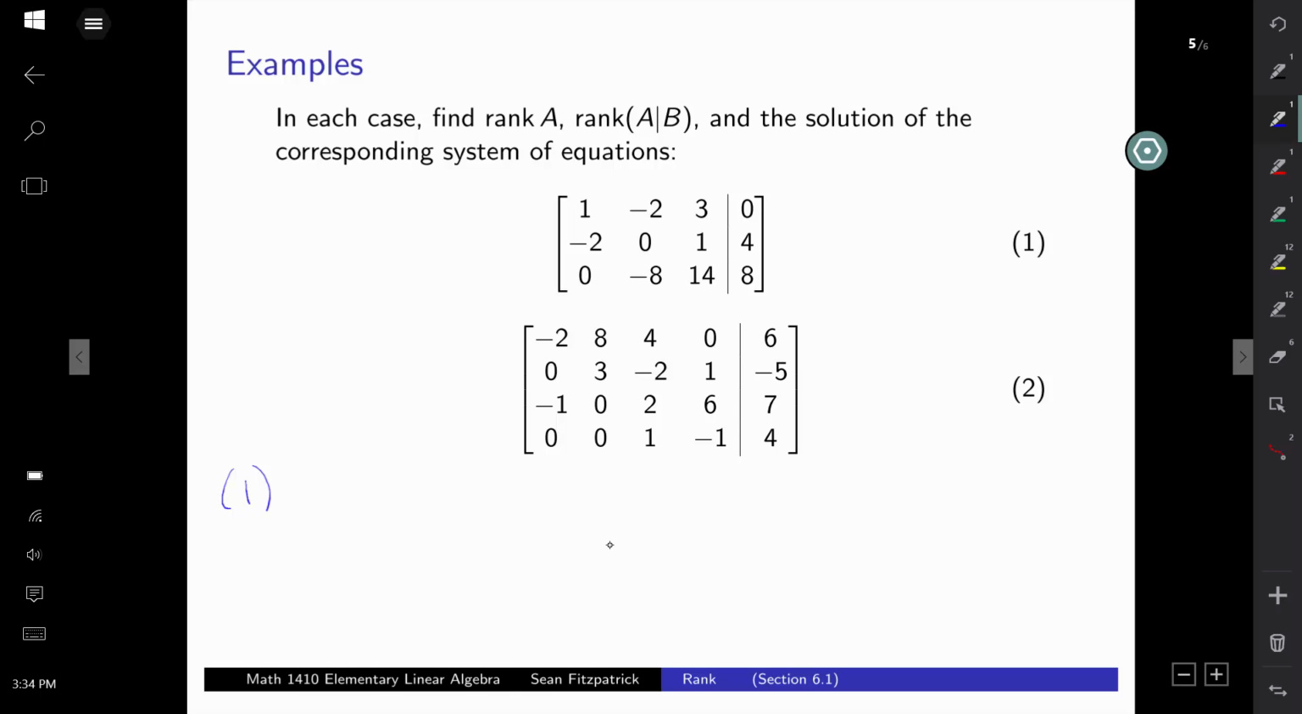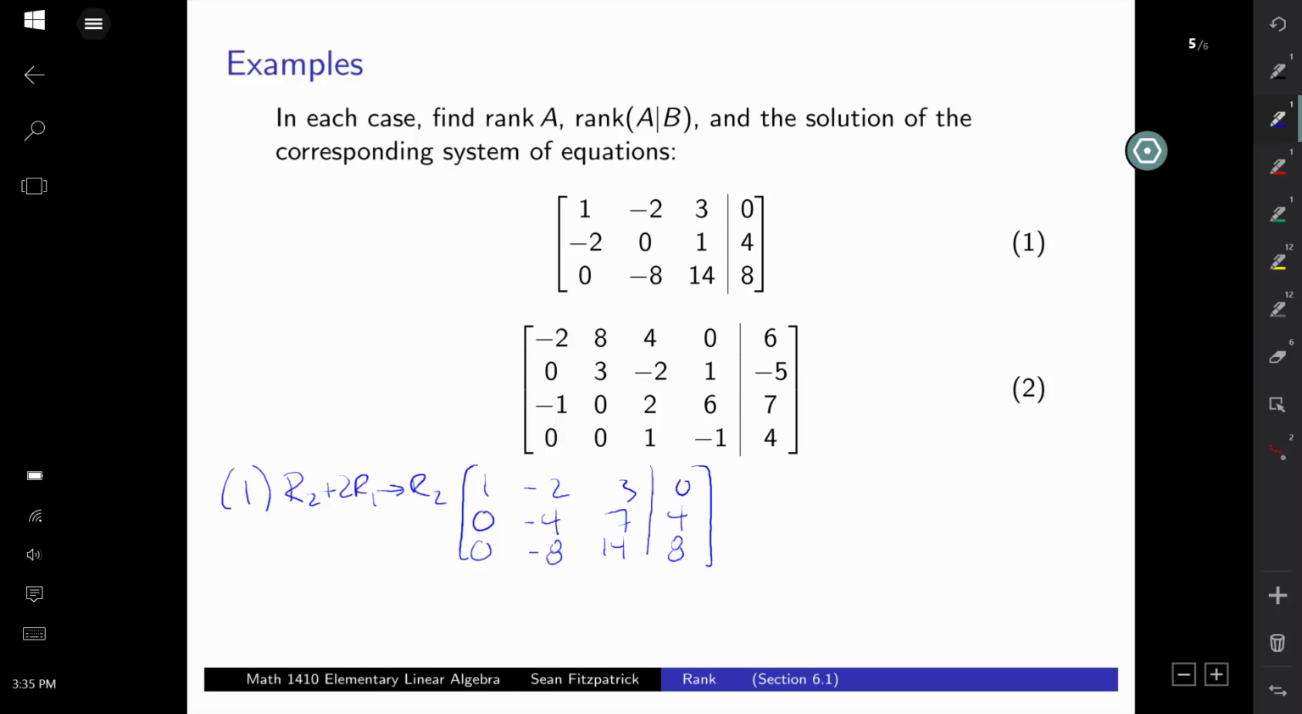Let me do the first row operation. So we're going to do row 2 plus 2 row 1. We're going to make that my new row 2. 1, minus 2, 3, 0, 0, minus 4, 7, 4. We're doubling and then adding: 0, minus 8, 14, and 8.